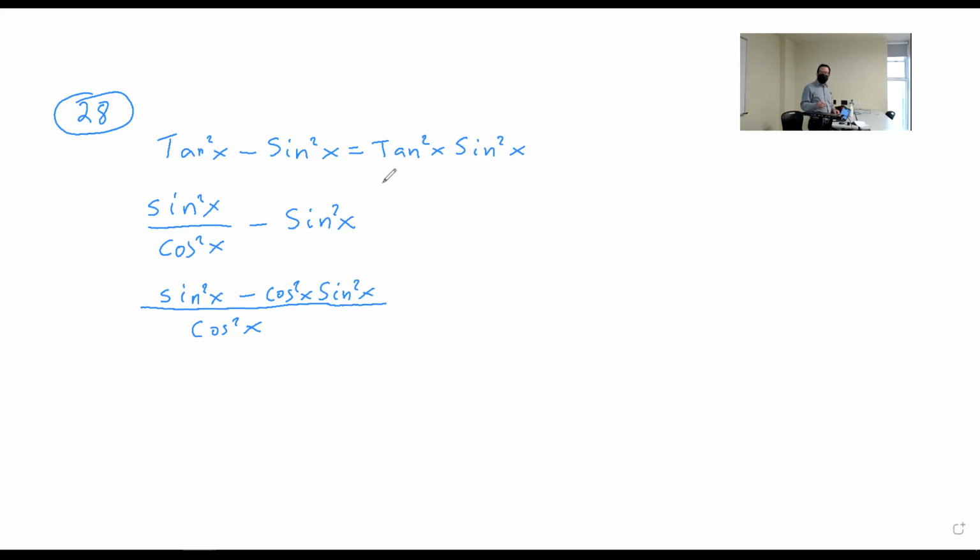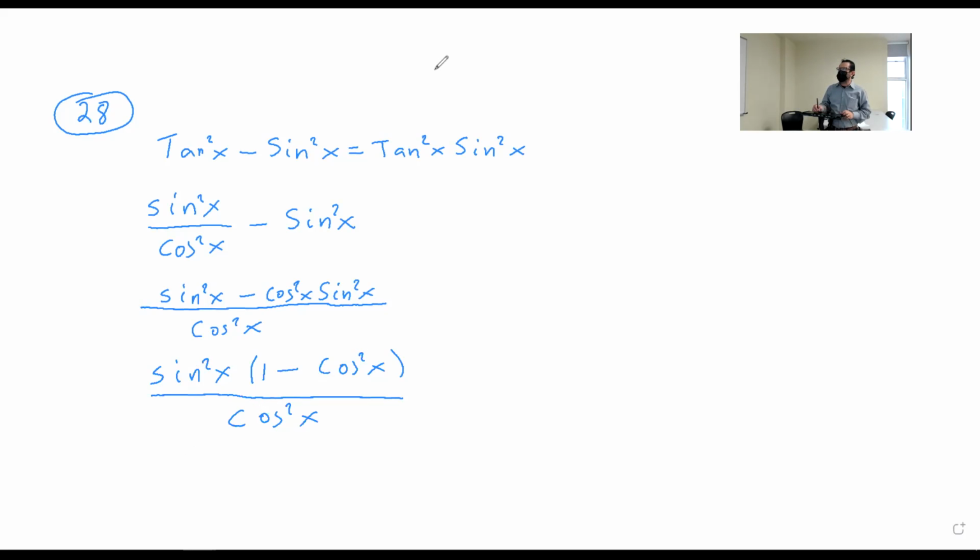Once we have that, now we can factor the sine squared of x. That's going to give me 1 minus cosine squared of x, correct, divided by cosine squared of x. We know that 1 minus cosine of x, what is that? Or what can we substitute that for?